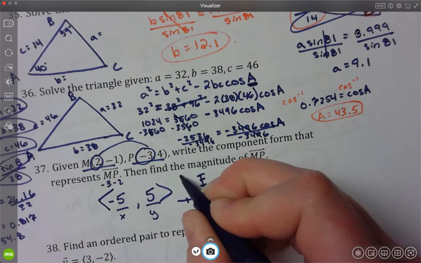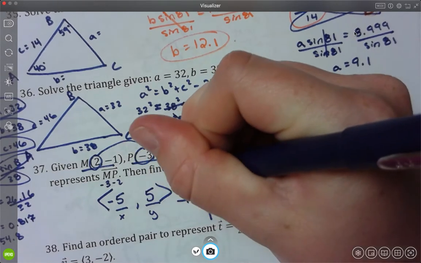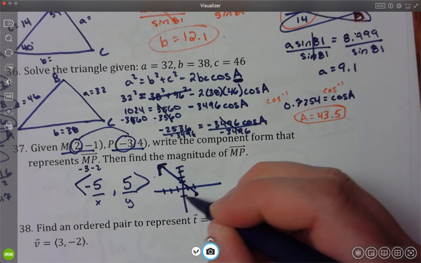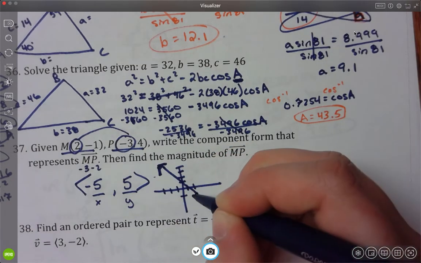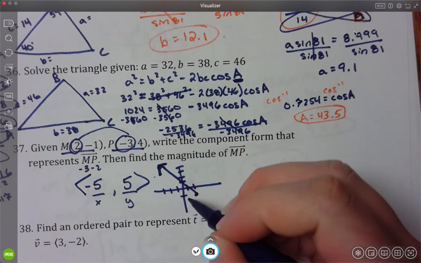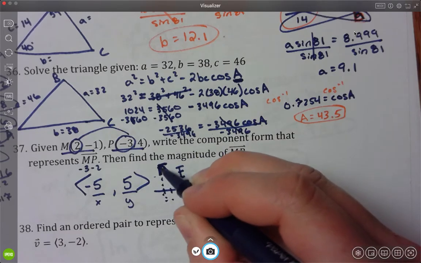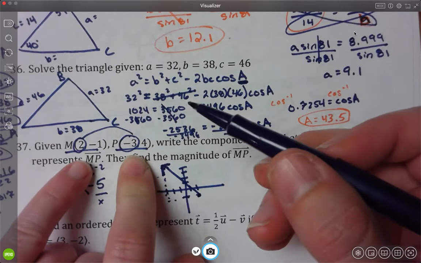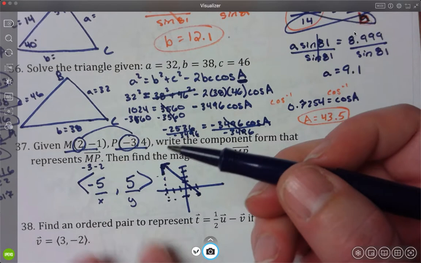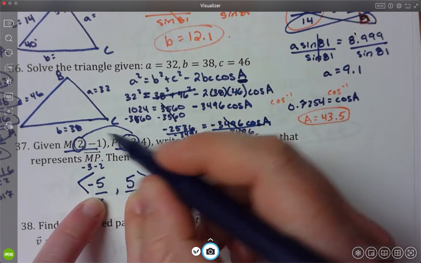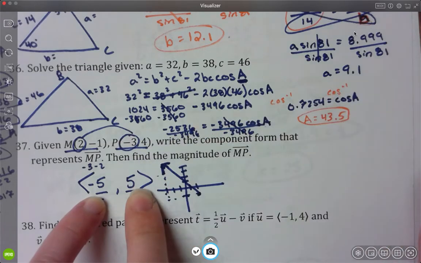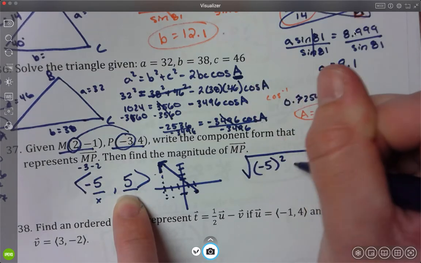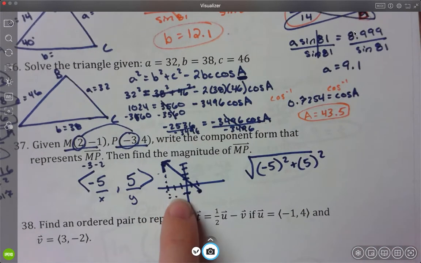So this is what my vector looks like, something like that, okay? And I want to know the magnitude of that. So I've gone negative 5 and positive 5, okay? If I'm trying to find the magnitude, I'm basically trying to put this as a right triangle and find the length of that, which is going to end up being the distance formula between these two. Since I know that the distance between 2 and negative 3 is negative 5 and the distance between negative 1 and 4 is 5, what I can do is just the square root of negative 5 squared plus 5 squared. It's kind of like doing the Pythagorean theorem with this guy, okay?